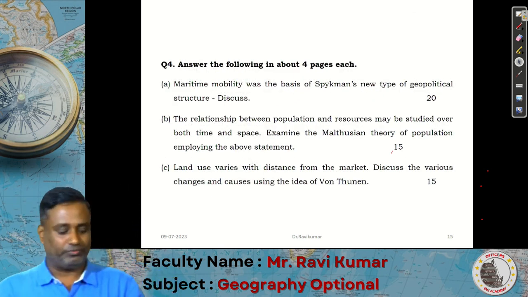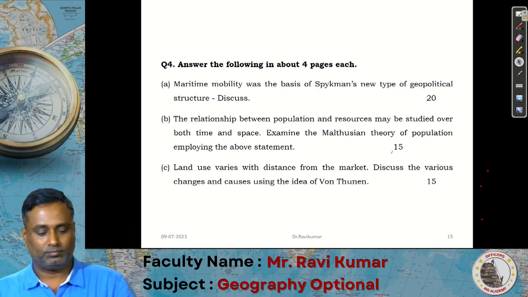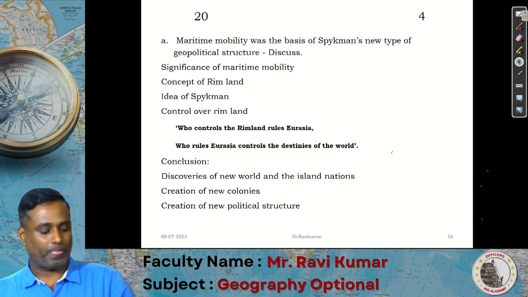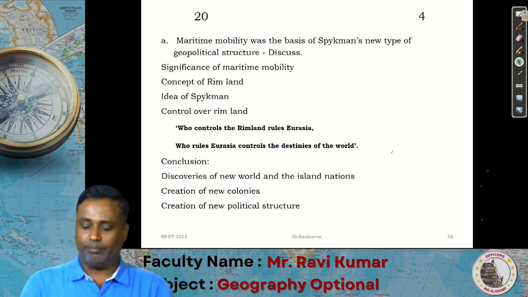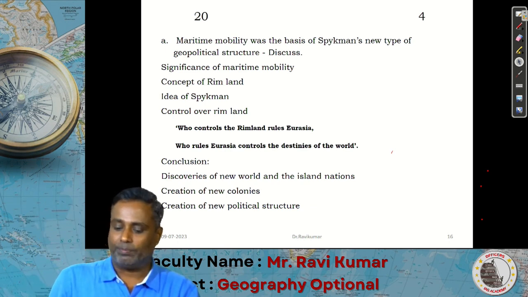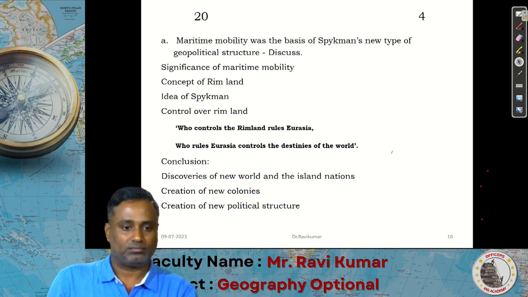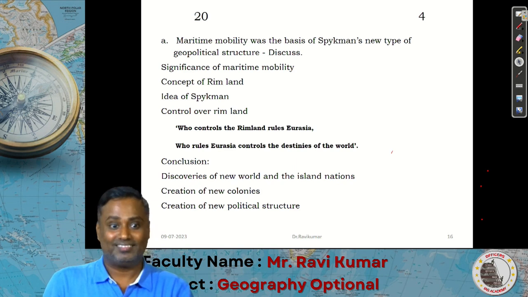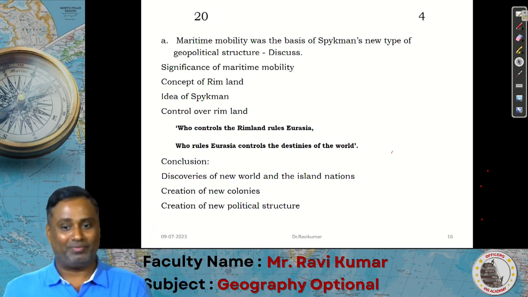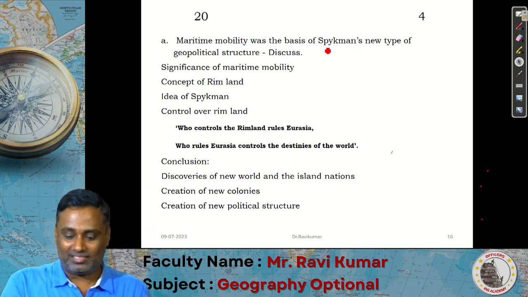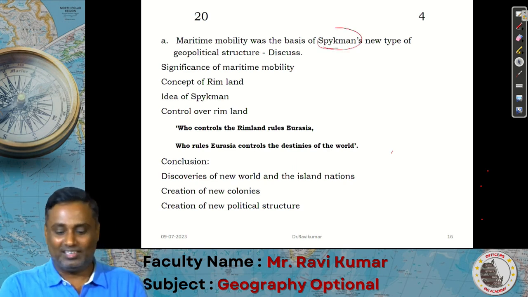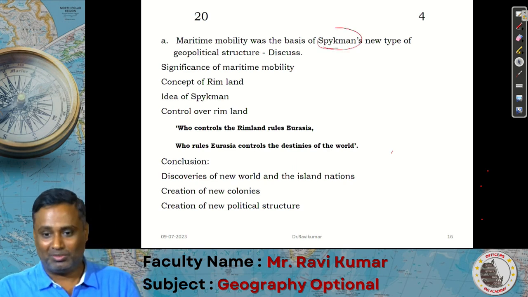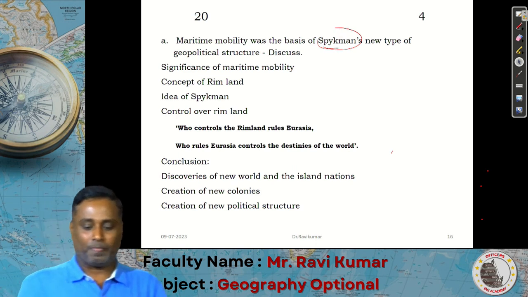Okay, we go to question number 4. 4A. Maritime mobility was the basis of Spykman's new type of geopolitical structure. Discuss. Now we are directly talking with theory. So we are happy with that, right? At least one question has come from the theories. Till date we have not directly been asked any question from the theory, but now they ask me the theories.